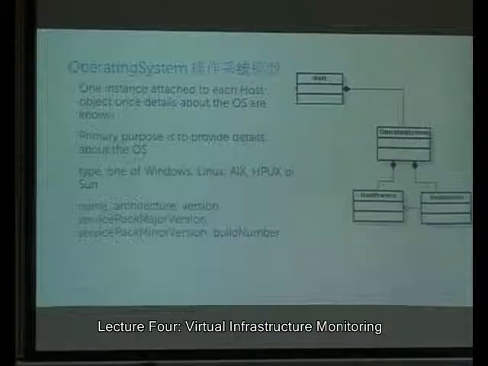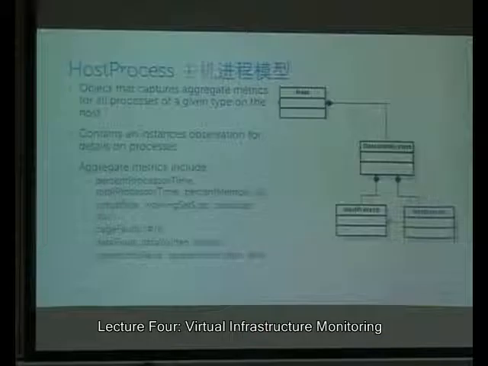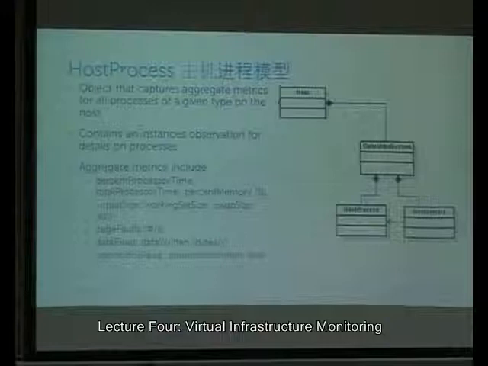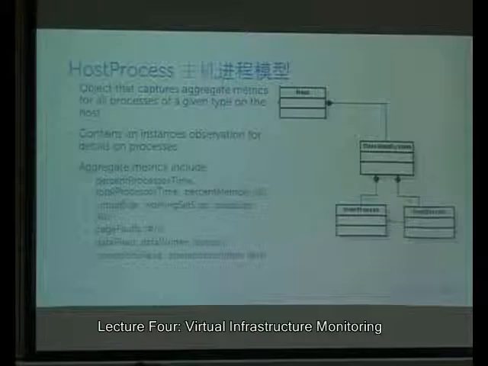Then inside of, or as children of the operating system object, we will have a list of host processes. These represent each process. So these are observations, right? We don't actually do these as objects. So it's a good time to talk about observations. So here's something to think about. What is the unique identity?